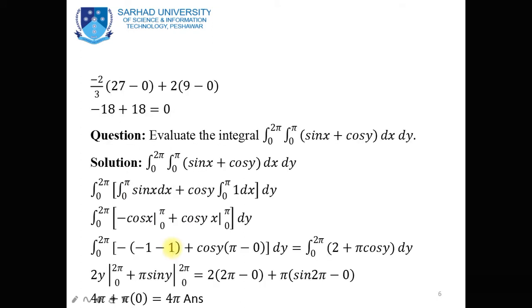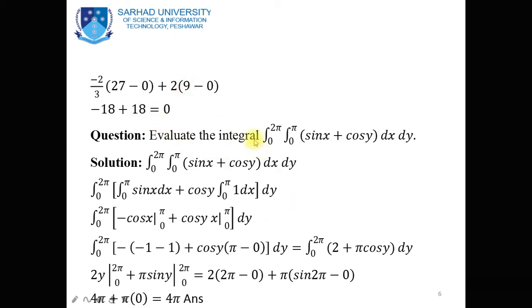Now putting upper limit and lower limit in this term, and then putting the upper limit and lower limit in this second term, we have minus 2 by 3 into 27 minus 0 plus 2 into 9 minus 0. And now minus 18 plus 18 is equal to 0.